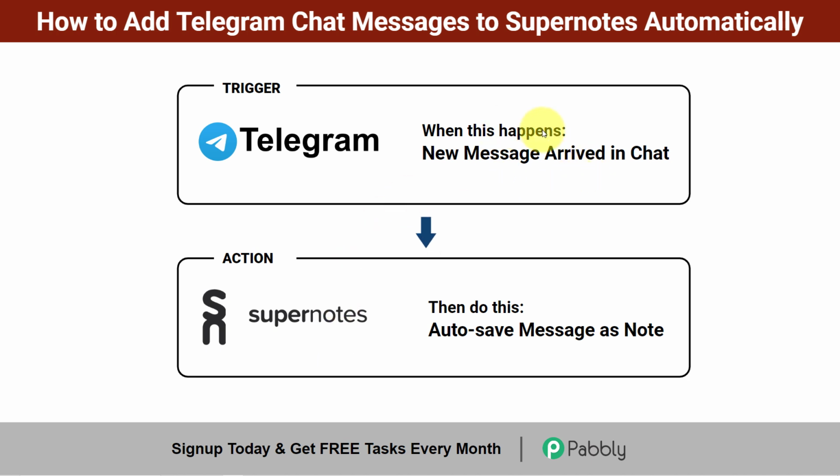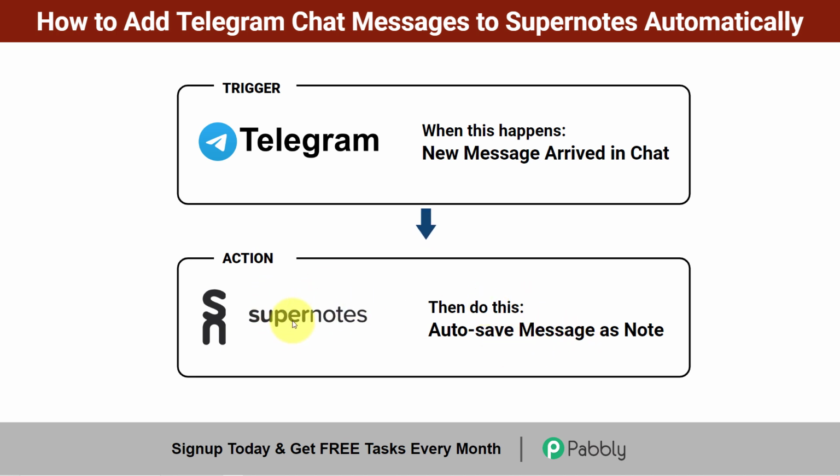Either you can manually copy the incoming messages and save as notes into Supernotes, or you can create an automation in Telegram and your note-taking application in such a way that every time a new message arrives in the chat, the same message will be saved automatically as a note, so that you can create a backup of your important messages as notes in Supernotes.